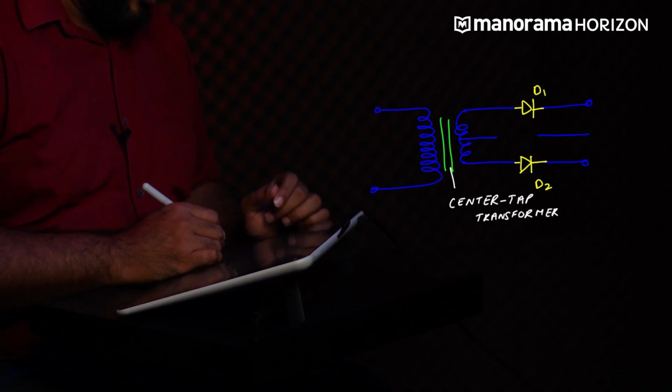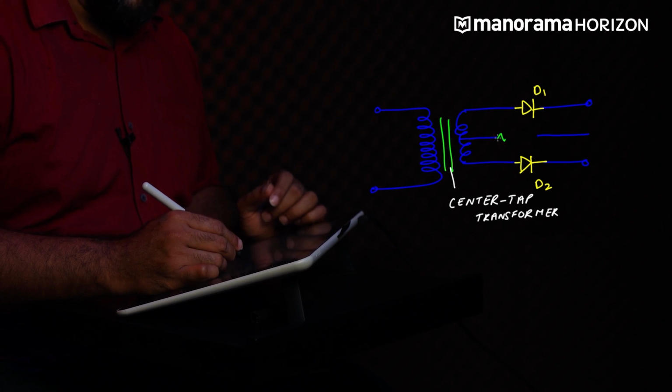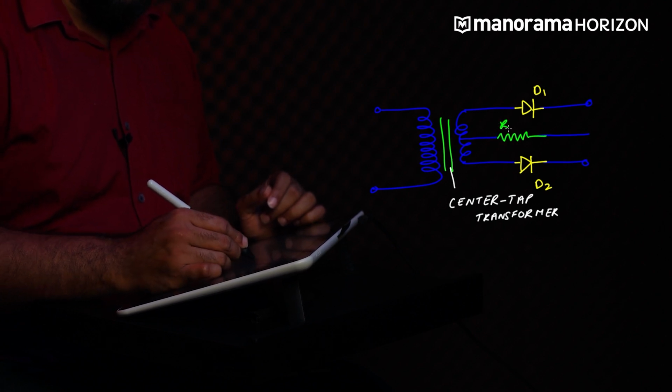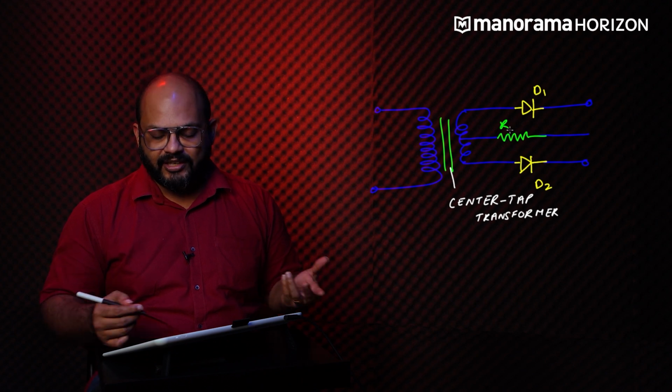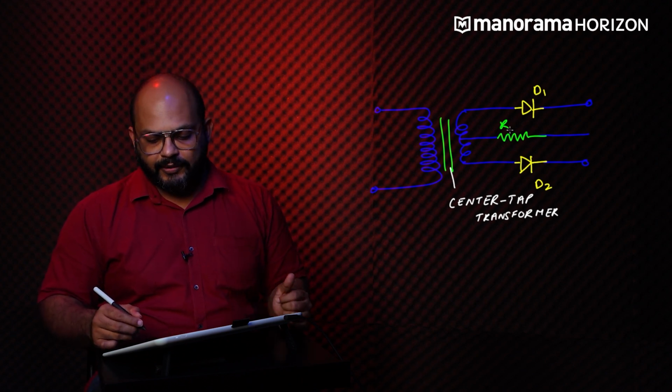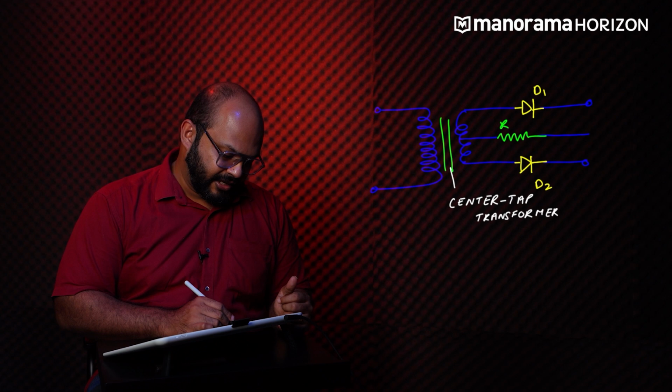So the load that you want to drive using this device is connected here. So this is our load. This can be anything. This can be a phone. This can be a toy. Any device which uses DC power, and we connect the opposite sides as well.